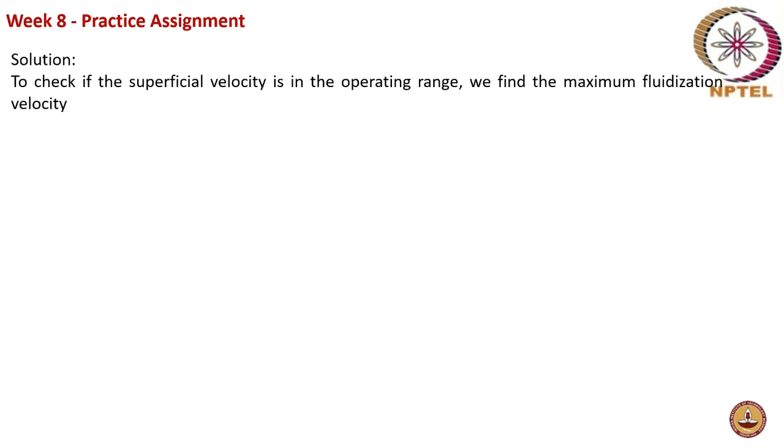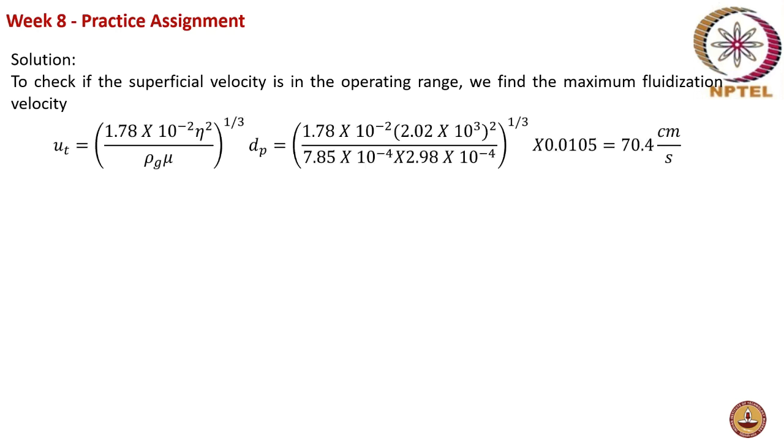Now we have the superficial velocity and the minimum fluidization velocity. Now we have to check if this superficial velocity is in the operating range. To find out if it is in the operating range, we have to find the maximum fluidization velocity, because above the maximum fluidization velocity, the particles will start flowing away from the fluidized bed reactor. Till the maximum fluidization velocity, the particles will stay inside the reactor. So we have to find the maximum fluidization velocity.